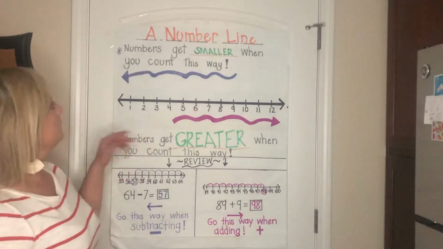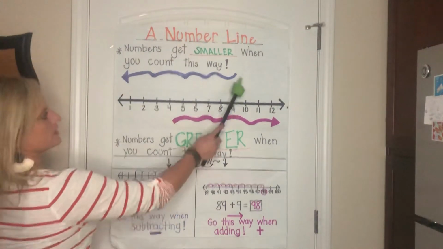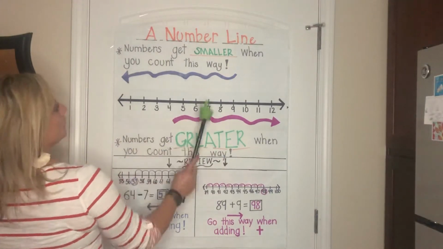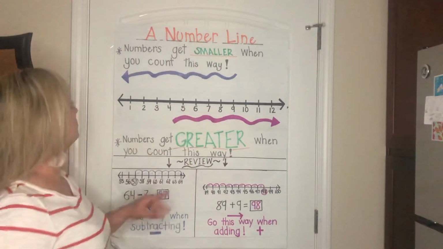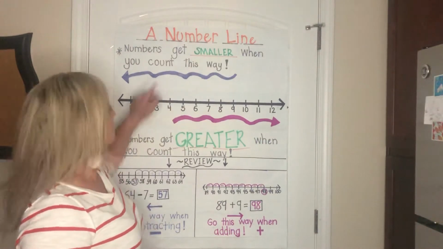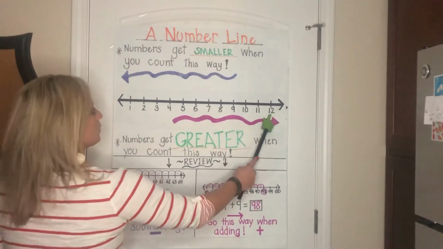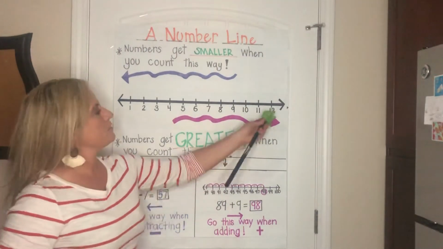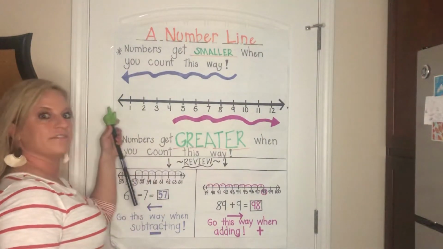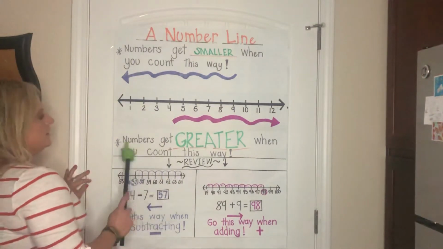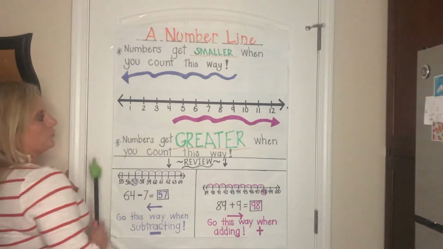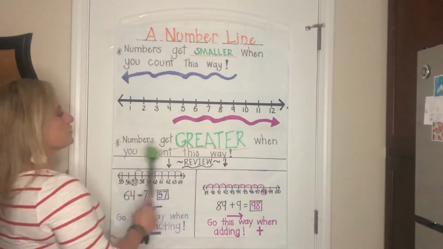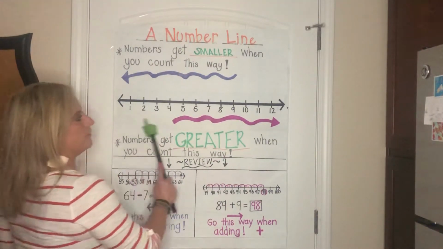On a number line, when we go from right to left, the numbers get smaller when you count this way, okay? So if you start with 12, you have 12, 11, 10, 9, 8, and so on. The numbers get smaller as you go to the left. And as you go to the right, from left to right, just like we read, the numbers are going to get greater when you count this way, okay?